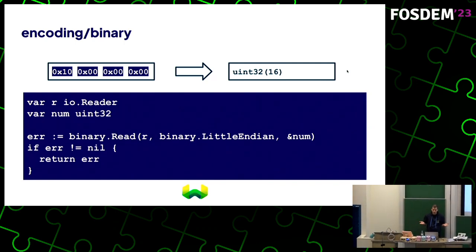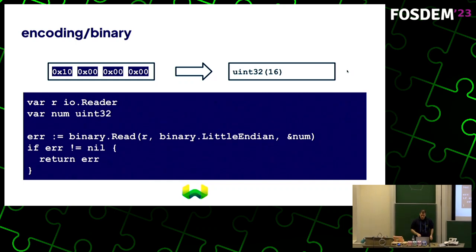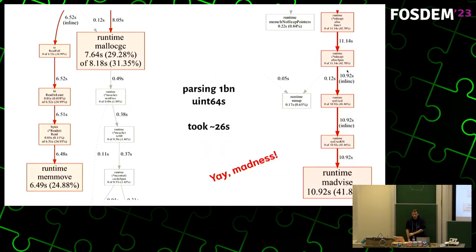So is this a good idea to do exactly like that? Well, if you do it once or maybe twice, could be a good idea. If you do it a billion times, this is what happens. So for those of you who are new to CPU profiles in Go, this is madness. This is pretty bad. So first of all, you see it in the center. Parsing those 1 billion numbers took 26 seconds. And 26 seconds is not the kind of time that we ever have in a database.